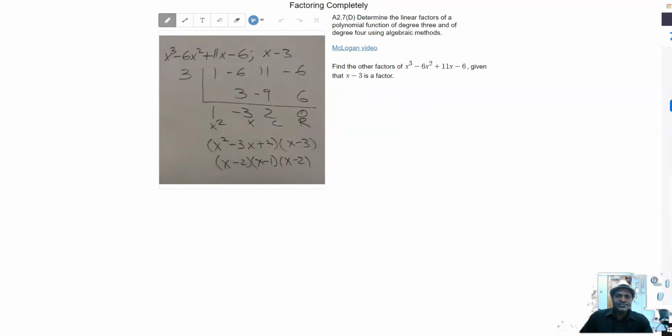All right, so for this section, you should watch the McLogan video. See how he uses synthetic division in order to find all the factors of the polynomial function. Okay, he doesn't really explain the factoring part because that's just X method, but I will in the example that I do. Okay, but watch the video.